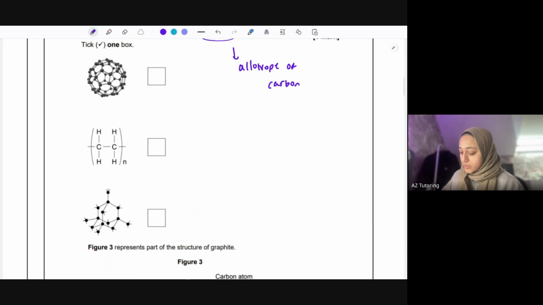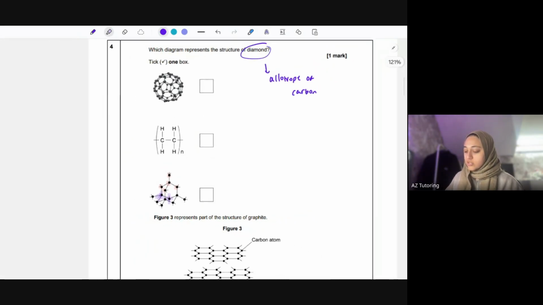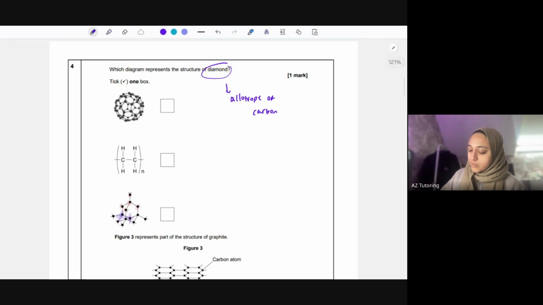So if we have a look at this one over here, we've got a carbon and that's bonded to 1, 2, 3, 4 carbons. If I get another one, let's get this one over here. That carbon is also bonded to 4 other carbons. It's not showing all of them because it's quite difficult to draw, but they've shown it as branches here. So 1, 2, 3, 4. This carbon over here, 1, 2, 3, 4, and so on. So each carbon in diamond is bonded to 4 other carbons.